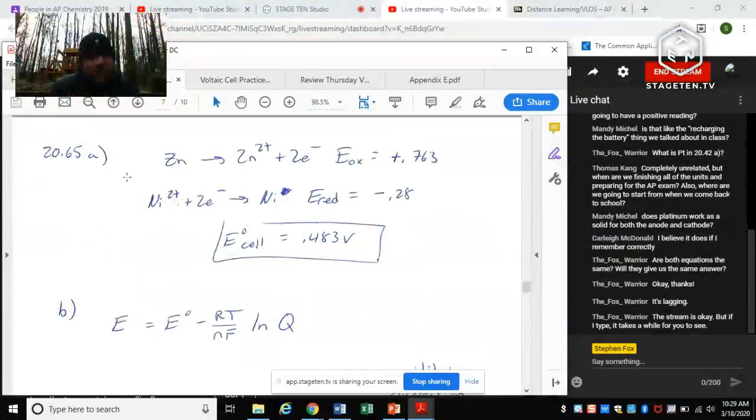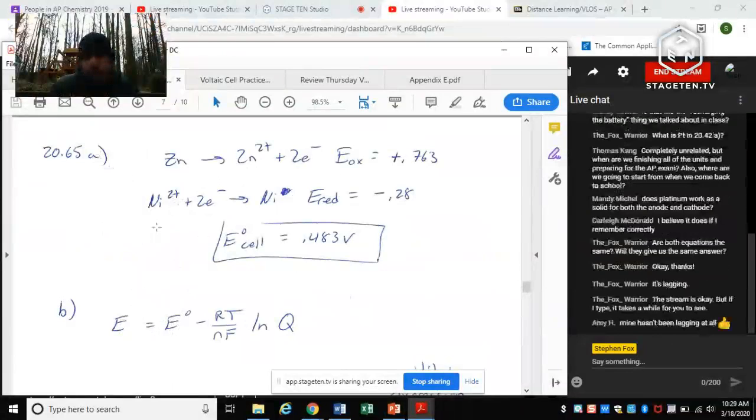What I want you to notice is that for these two questions, for non-standard conditions, they didn't change the temperature. Your battery is going to operate differently when it's hotter versus when it's colder, but this is just about changing the concentrations. So it's really about what this Q value is. If I'm going to use this equation, I have RT over NF, where N is moles of electrons and F is Faraday's constant.